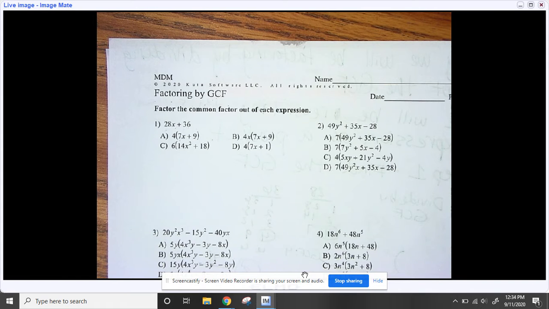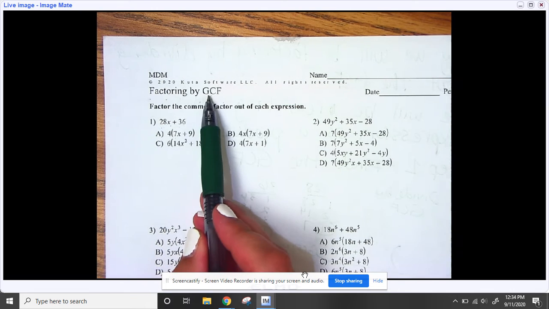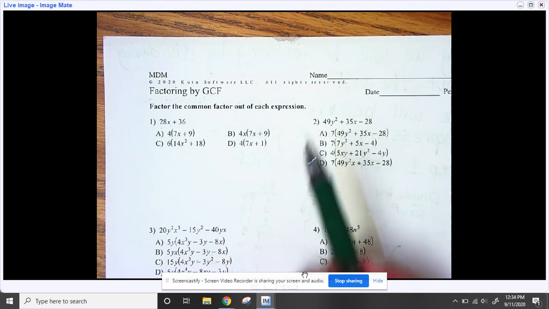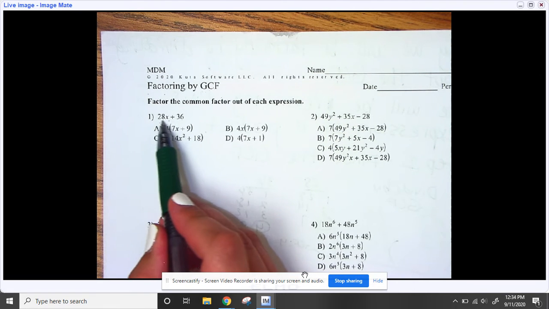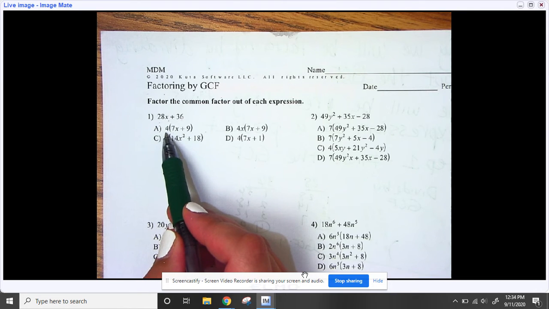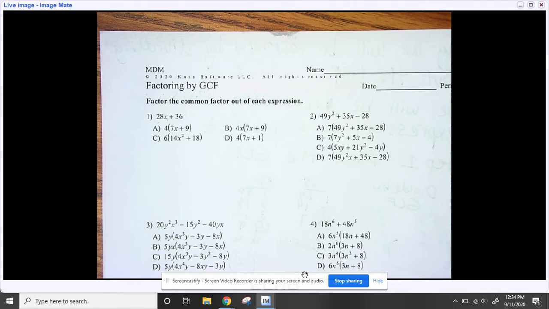Hey guys, today we're going to be factoring using the GCF method. This means that we are going to be finding the greatest common factor, or the biggest number that we can divide by, and dividing our expression out and turning it into a product, which means it's going to look like multiplication. It will look like you should distribute it.